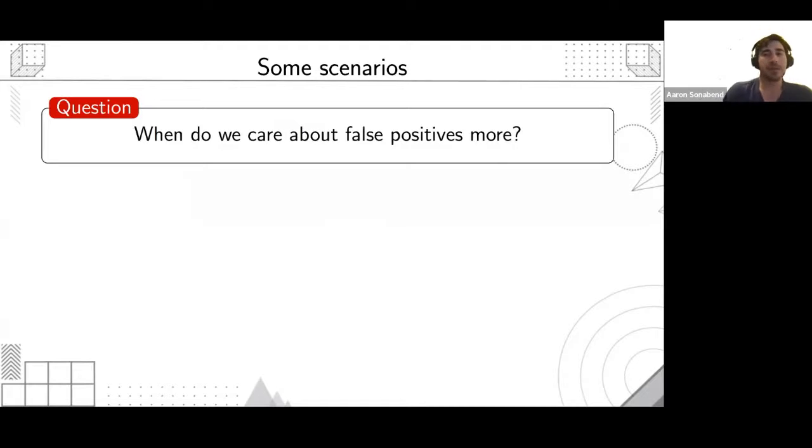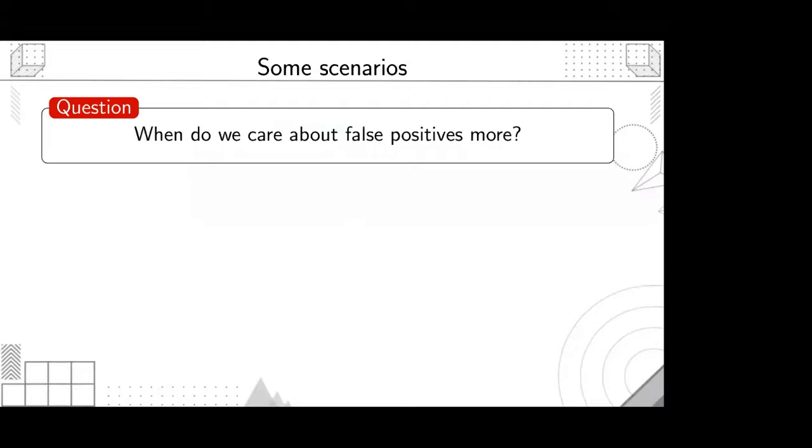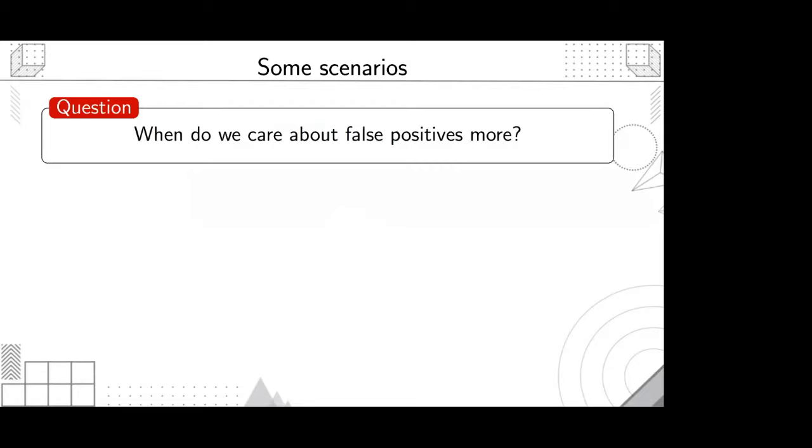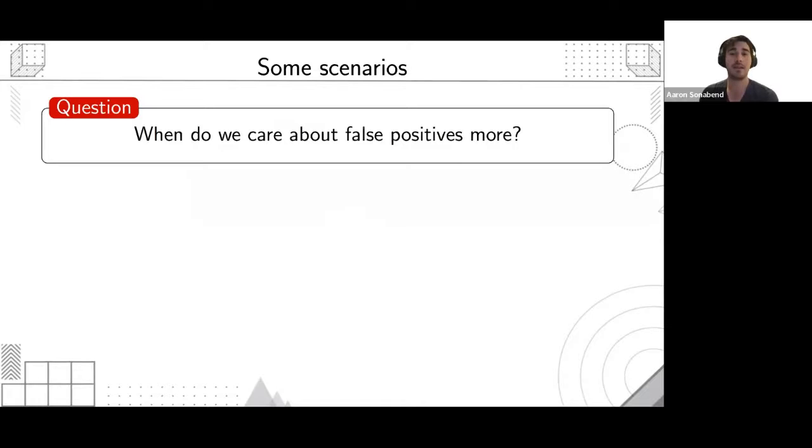Right. But let's try to think about a scenario where a false positive is actually worse than a false negative. So when could that happen? I guess if you were inspecting something, like maybe a car inspection, if they say it's fine, but it's actually not. Yeah, definitely, right? Because if it's not fine and I get into the car, maybe the brakes don't work and I can get into an accident.